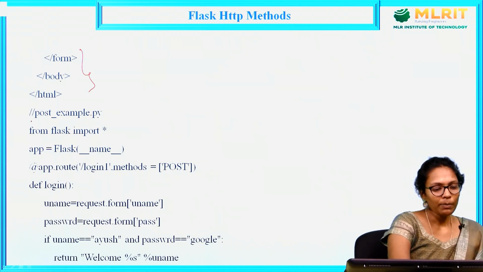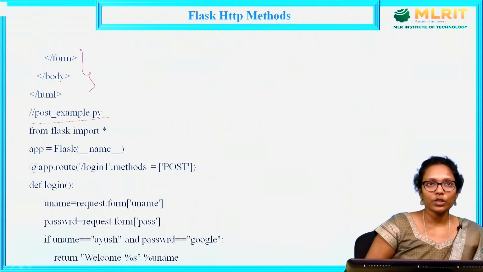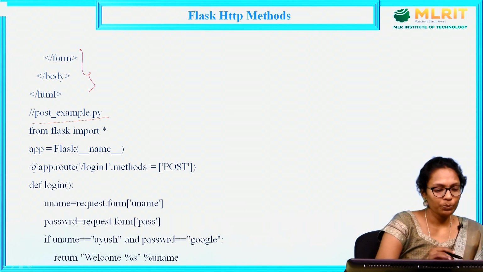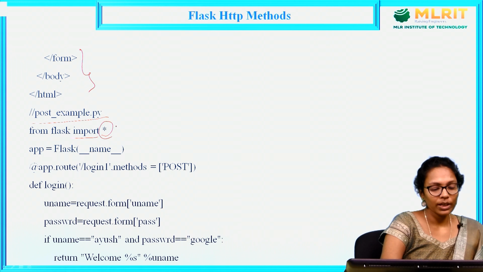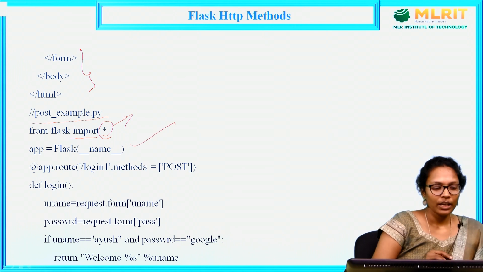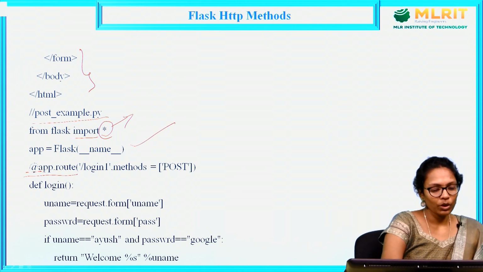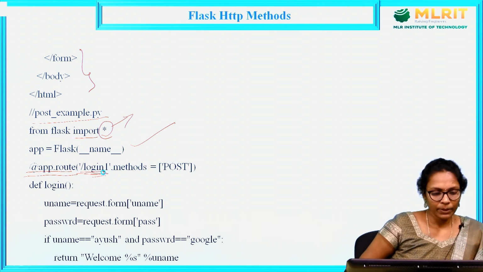So now I'm writing a Python application here, post_example.py, the post Python application. So here from flask import star. I'm writing star instead of the specific class Flask. I'll tell you why. After this, you create the object. Now here I'm setting a route. What is the URL you're setting? /login1. So this is the URL you called in the previous HTML file.